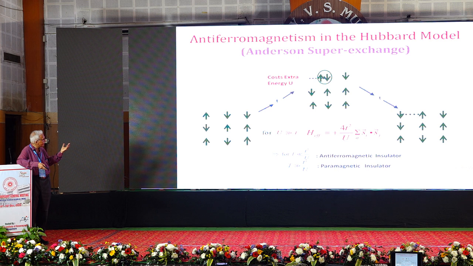So you can go from one configuration of the singly occupied sites to another spin configuration of singly occupied state. And there's an effective interaction between them, which you can show is this Heisenberg interaction. What is it called? Si dot Sj, between the spins.